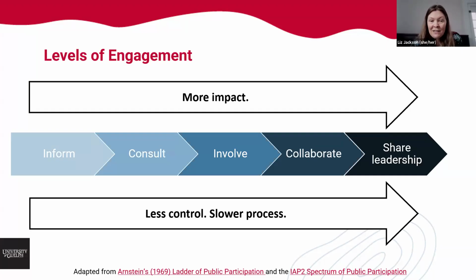So these are the increasing levels of stakeholder or collaborator engagement and control on a research project. And of course, as we increase the level of engagement in a project, we increase its potential impact while also needing to let go of the steering wheel a little bit. So I just want to go a little more slowly through these levels of engagement with you.